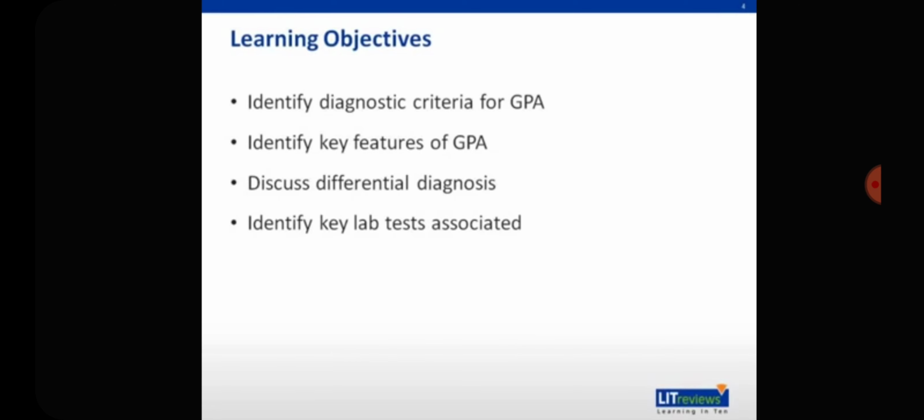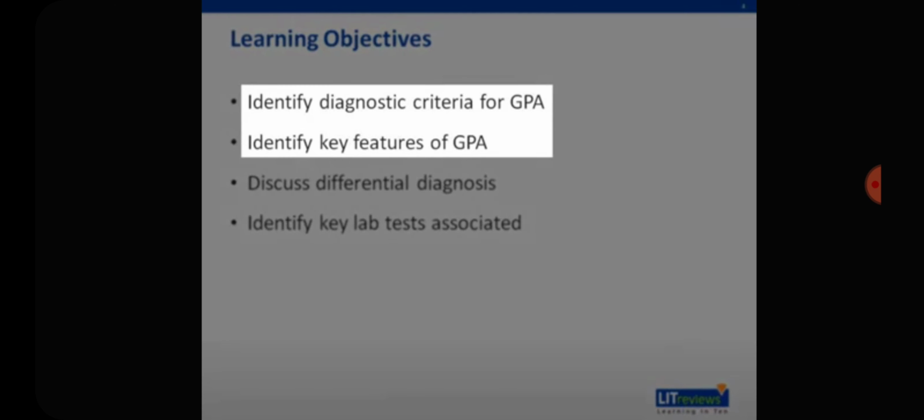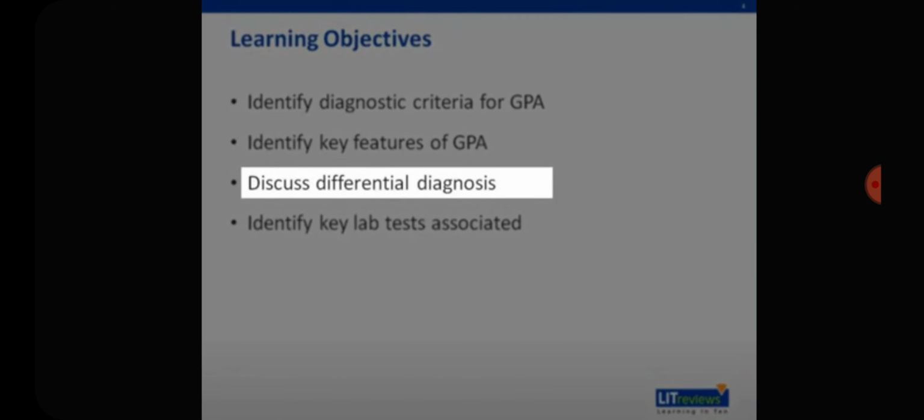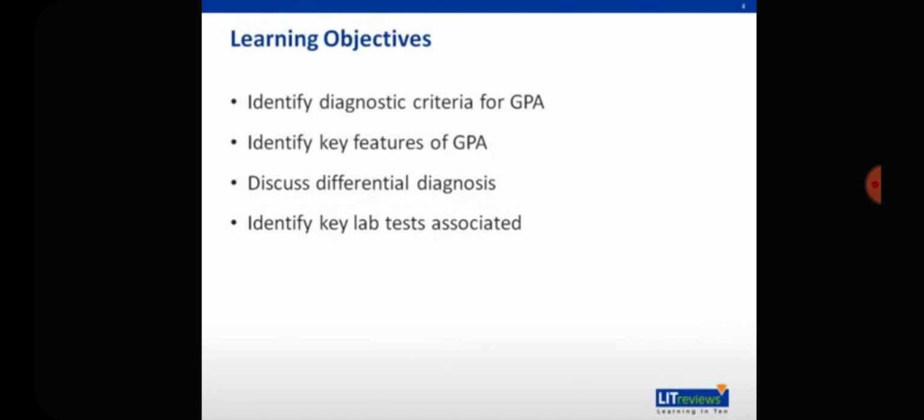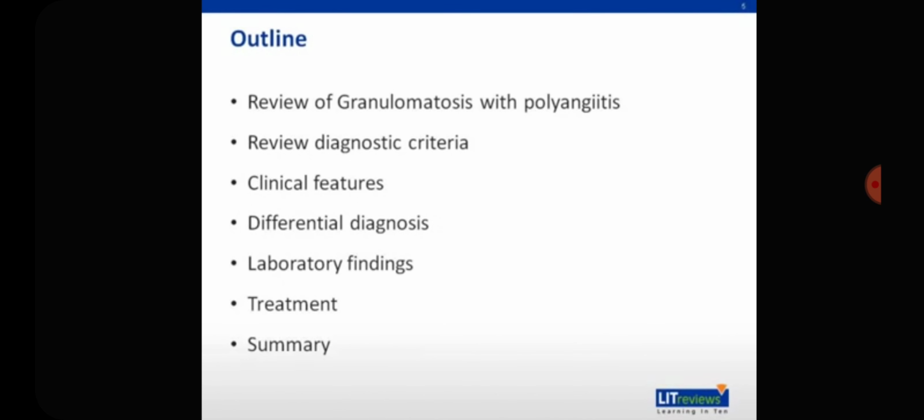The learning objectives for this talk. In the next 10 minutes, we're going to cover the classification criteria for GPA, learn to identify clinical signs and symptoms which would raise your level of suspicion for GPA, review other diseases considered in the differential diagnosis for GPA, and discuss the labs and studies which help to rule in or rule out this diagnosis. As I covered in the learning objectives, we'll start with the clinical presentation and diagnosis. We will then move on to the treatment of GPA and summarize all that we have covered.